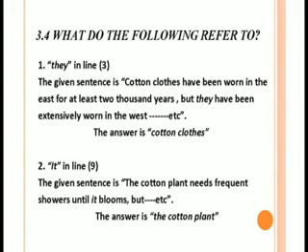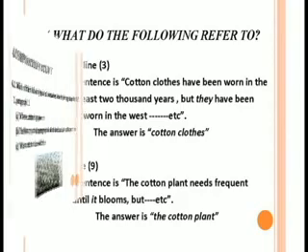Let's look at what the pronoun it in line 9 refers to. To get the answer for this question, you will have to find it in the text. The text says that the cotton plant needs frequent showers until it blooms, but after that it ripens best in dry weather, so the correct answer is the cotton plant. The rest of the questions can be tried on your own. All the answers can be checked in your study guide.